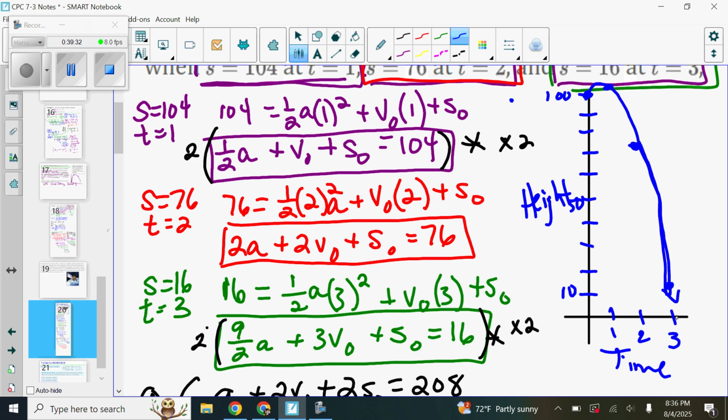So I could ask you lots of follow-up questions. What would the height be after 3.2 seconds? Well, now we have the model, we can put that in. When will it hit 0? So we're going to take a look at that using our graphing calculator.